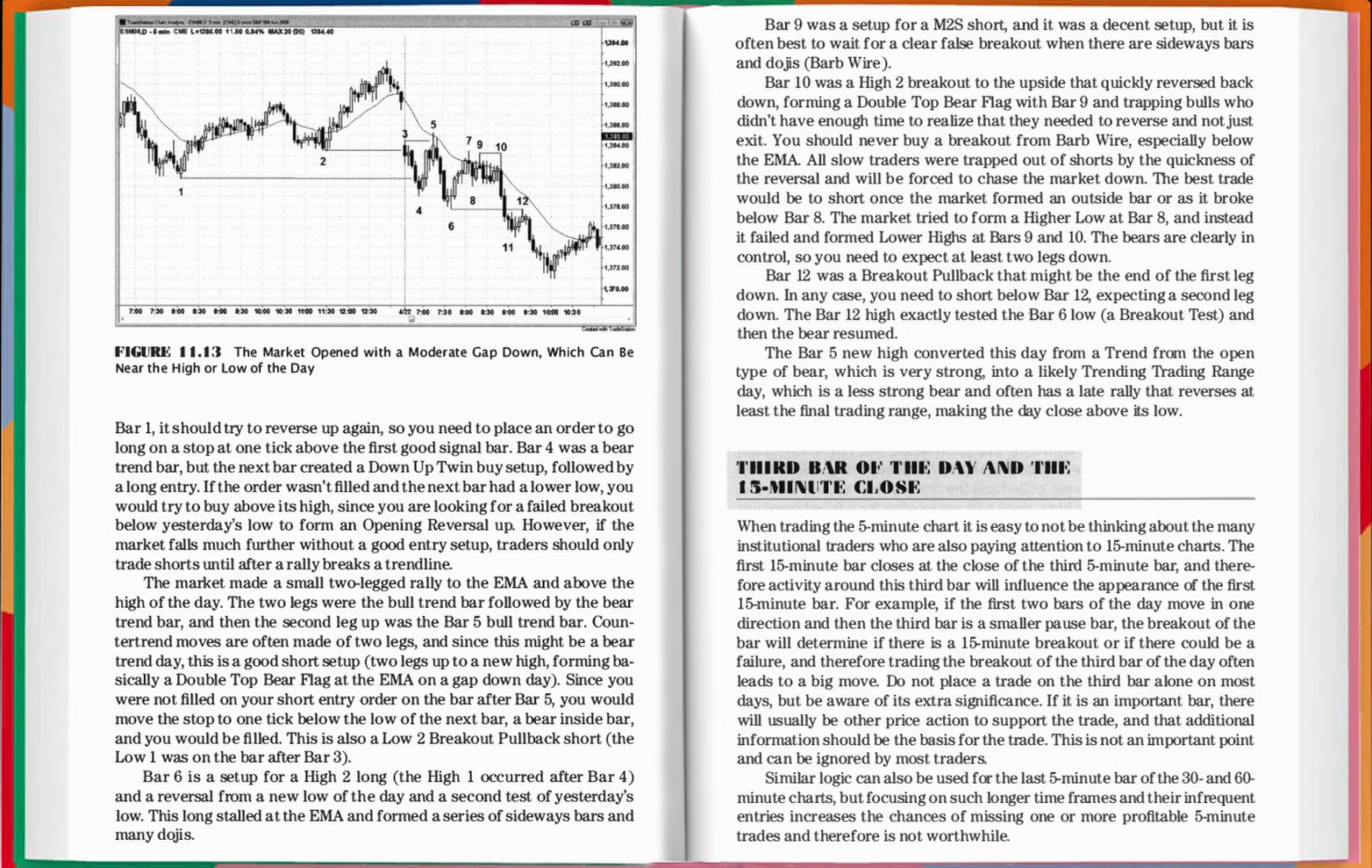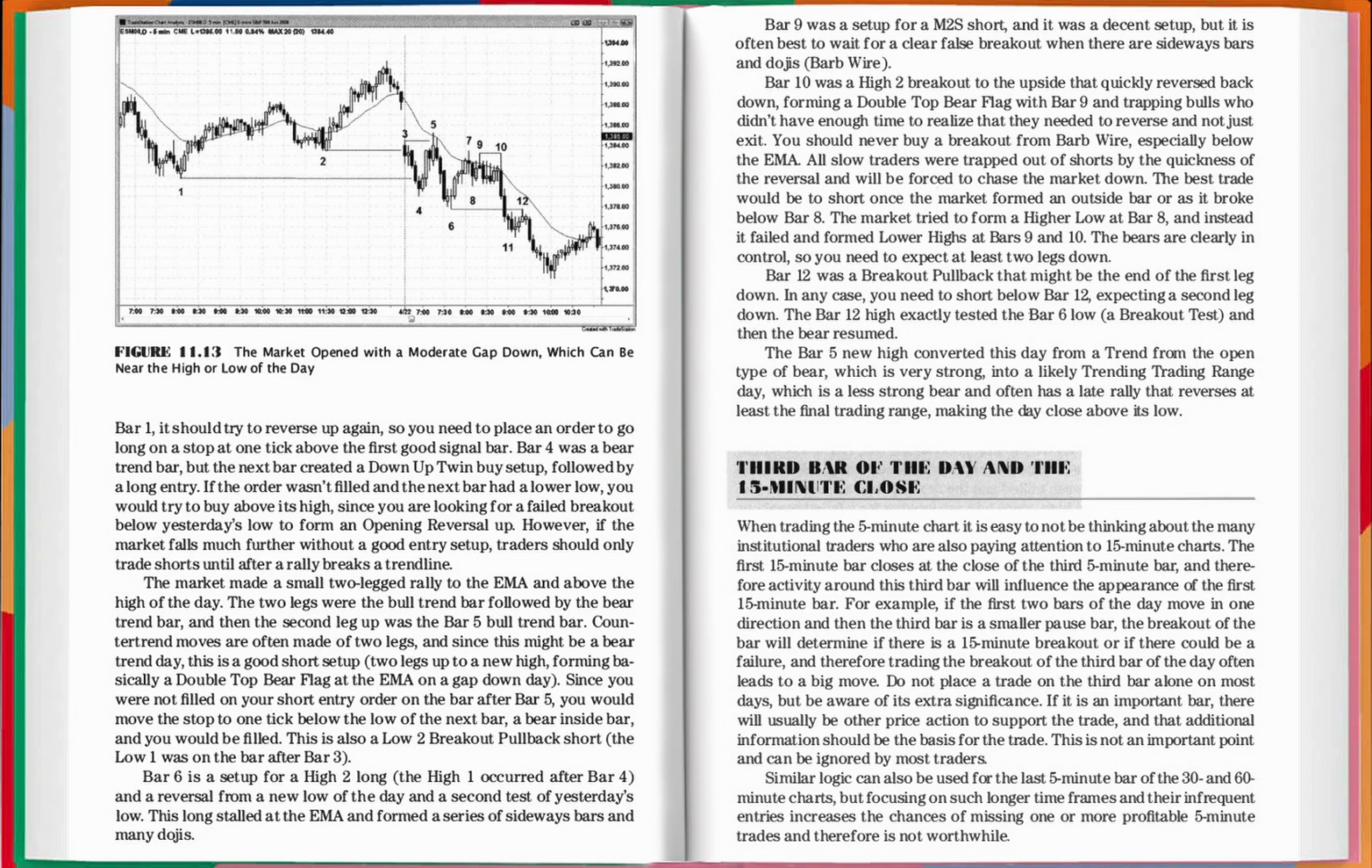Since you were not filled on your short entry order on the bar after bar 5, you would move the stop to one tick below the low of the next bar, a bear inside bar, and you would be filled. This is also a low 2 breakout pullback short. The low one was on the bar after bar 3. Bar 6 is a setup for a high 2 long. The high one occurred after bar 4 and a reversal from a new low of the day and a second test of yesterday's low. This long stalled at the EMA and formed a series of sideways bars and many dojis.